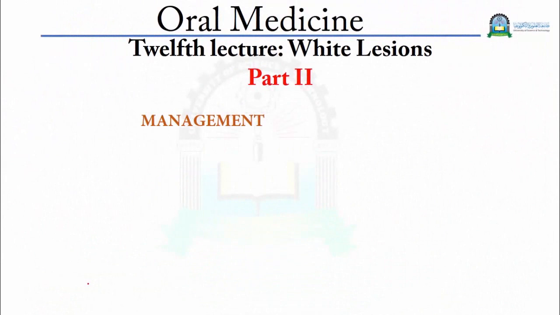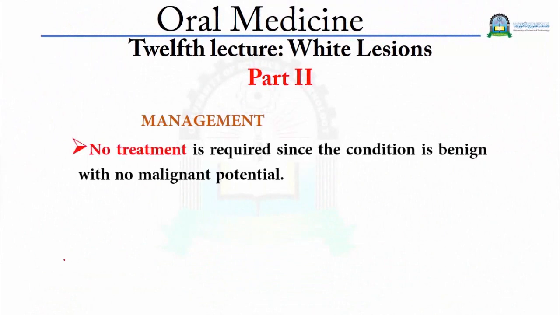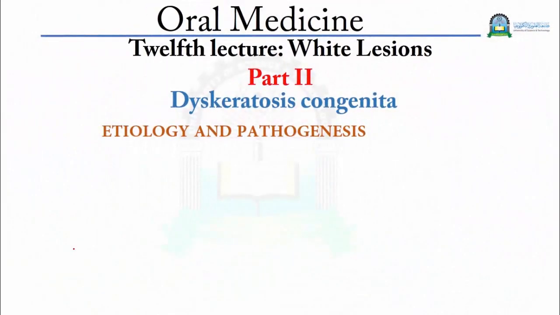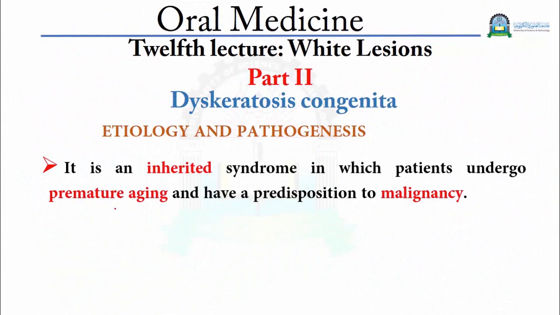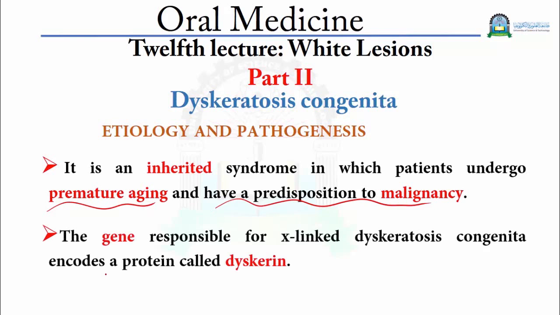How to manage white spongy nevus? No treatment is required since it is a benign condition and it has no malignant transformation potential. The fourth lesion is dyskeratosis congenita. Dyskeratosis congenita is also an inherited syndrome in which patients undergo premature aging as well as predisposition for malignancy. The gene responsible for X-linked dyskeratosis congenita encodes a protein called dyskerin.